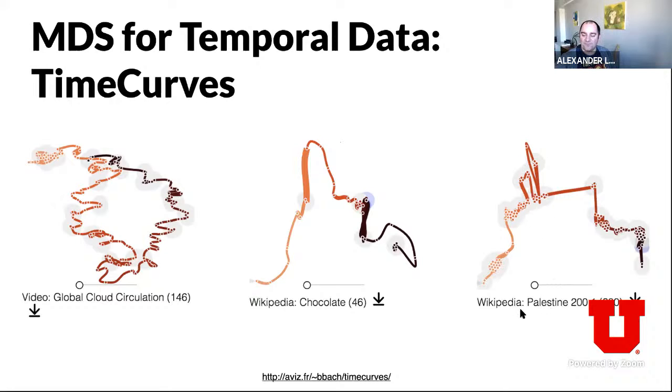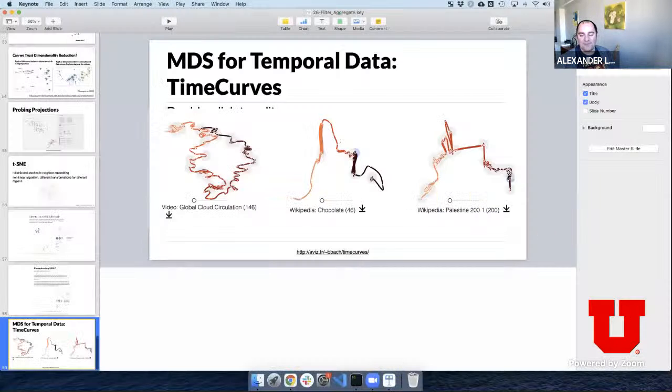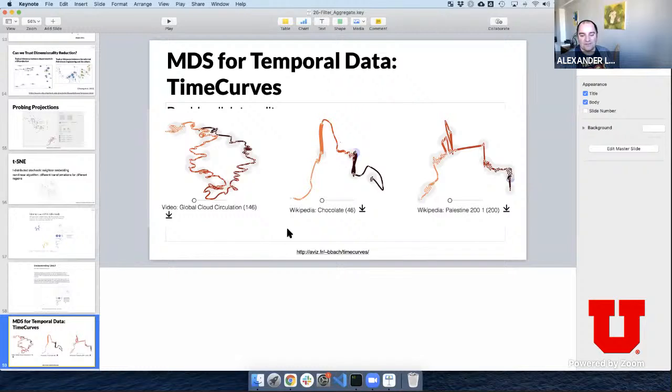as you can see here for the Wikipedia article for Palestine. Again, there's a link, you can play with these, and it's a pretty cool idea to show time series data like that. Okay, before I move to text visualizations, any questions about multidimensional scaling or filtering and aggregation in general?